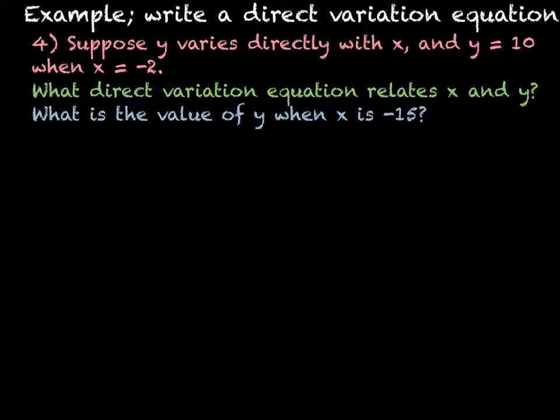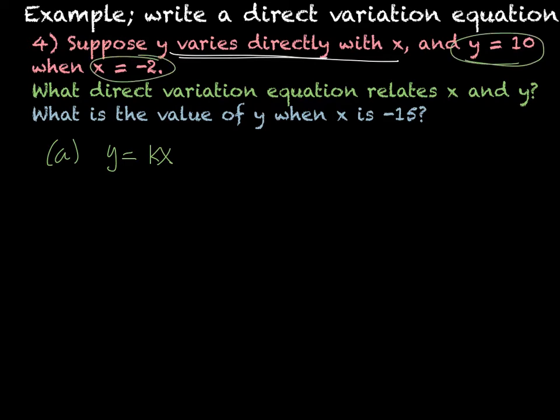Alright, and the next example, same thing. We suppose that y varies directly. So for part A, y varies directly, so kx with x there, and y is 10 when x is negative 2. So negative 2 times k, this is like saying multiply, we have to solve. So I'm going to divide by negative 2 on both sides.